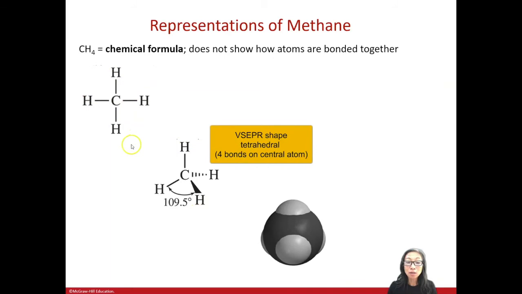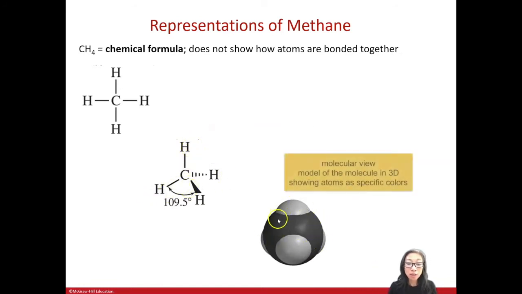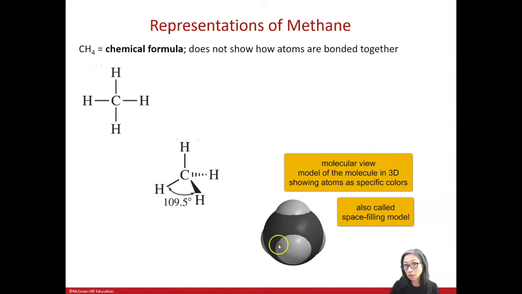This is the tetrahedral shape, which is the more accurate shape in 3 dimensions. You've got 1 atom up as the tall top, and then you've got a base of 3. This is called the molecular view. It's also called a space-filling model, where this shows the atoms as colors. Carbon's typically shown as black and hydrogen's as white, and this is the molecule in its truest form.